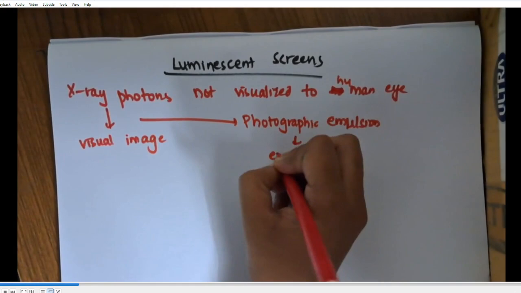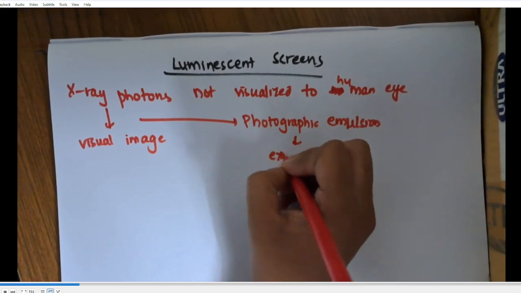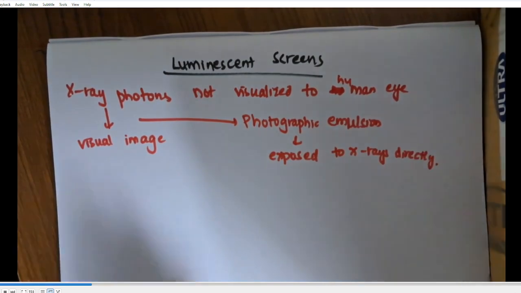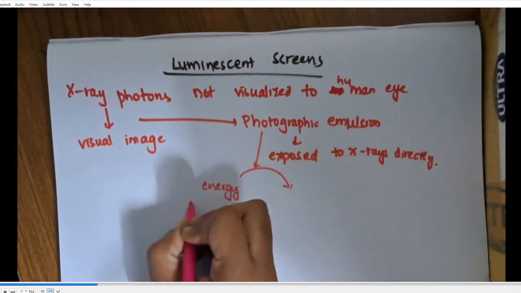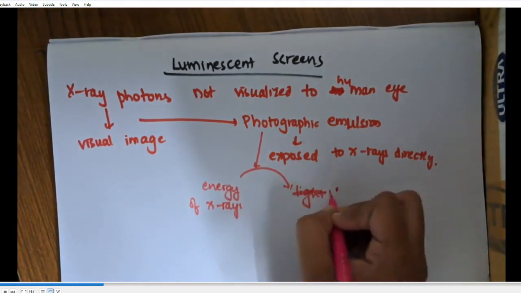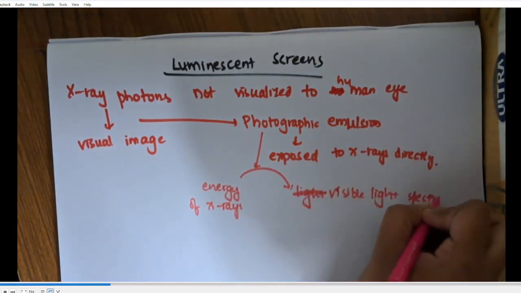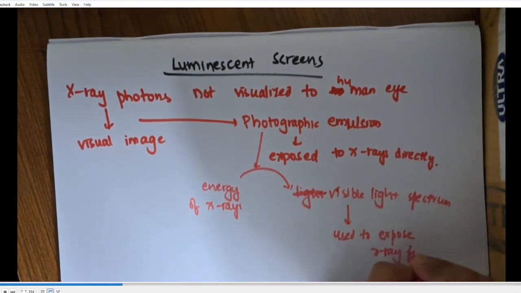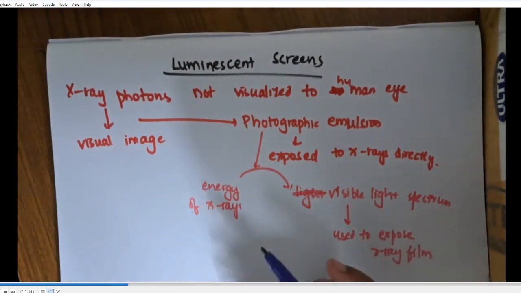One, by the usage of photographic emulsion. When a photographic emulsion is exposed directly to the X-rays, more commonly the energy of the X-rays is converted to the visible light spectrum. This visible light spectrum may be used to expose the X-ray films, as seen in radiography or photofluoroscopy, or sometimes it is viewed directly, as in fluoroscopy.